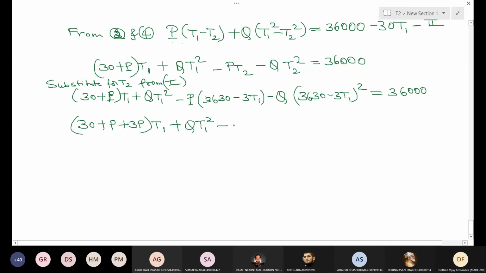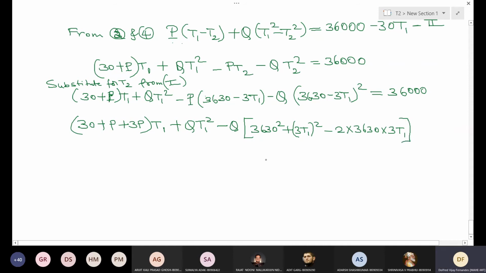Expand. Minus Q into, come on, expand this one. We have 3630 squared plus 3T1 squared, 2 squared. Again, minus 2 times 3630 into 3T1.